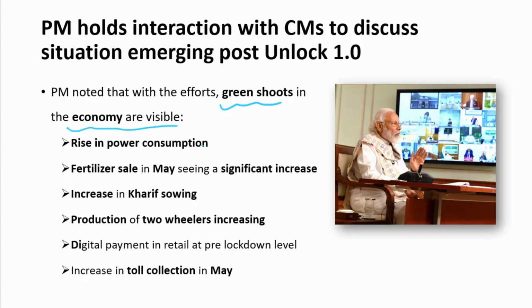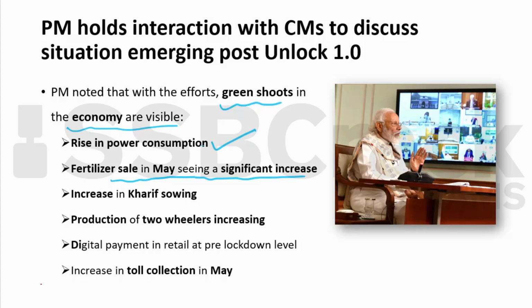The first one is the rise in power consumption. Of course, after the unlock, many of the industries have also reopened, so the demand for power has risen. Fertilizer sale in May saw a significant increase. This happened after a very good amount of profit was earned by the farmers in the previous crop season, after the sowing and after the procurement by the government, which was done in a very effective way, even when the entire country was going through the pandemic lockdown.